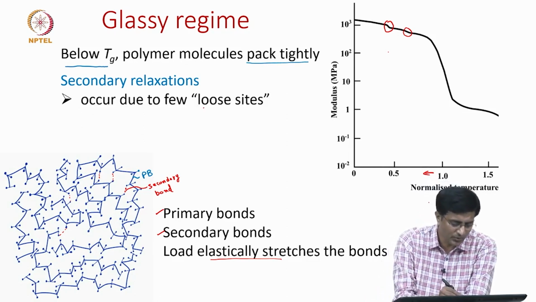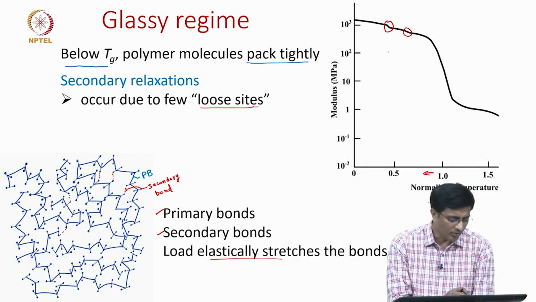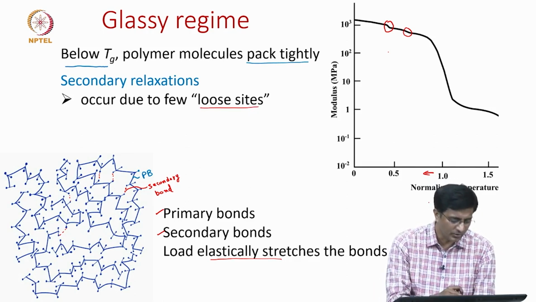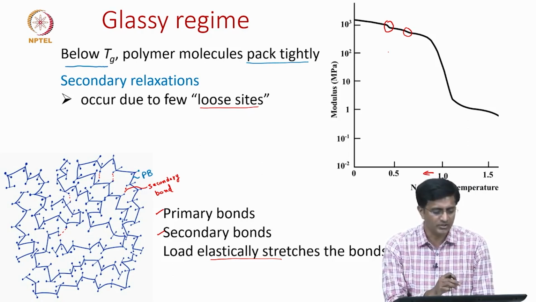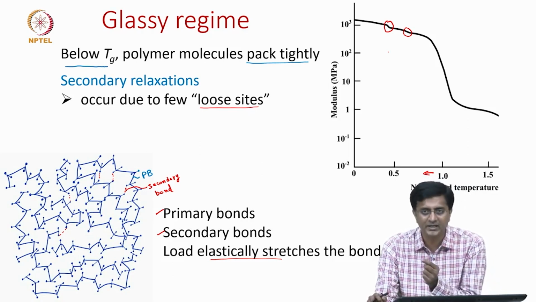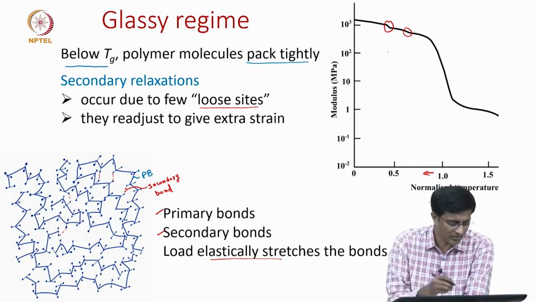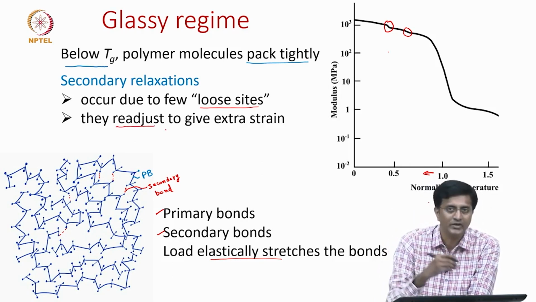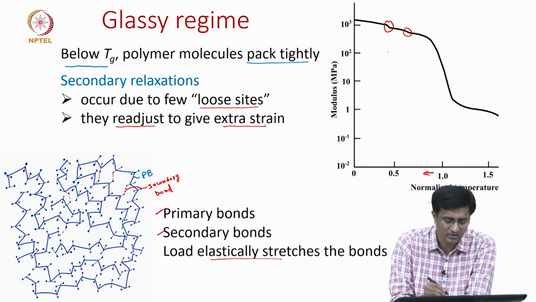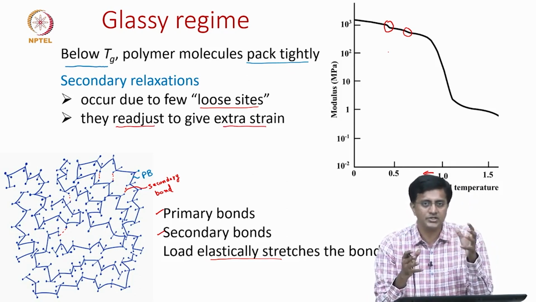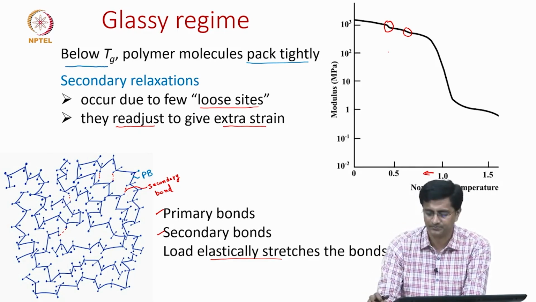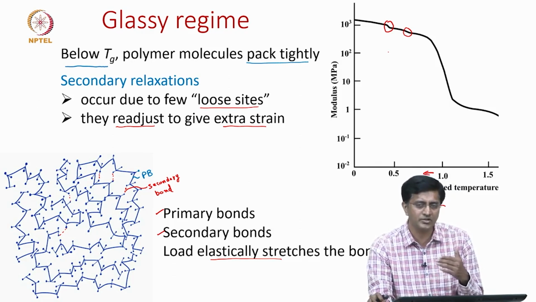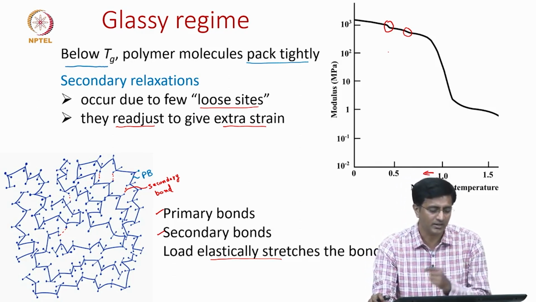This is due to a few loose sites. In a polymer, the density or the packing is not homogeneous throughout. There are always some loose sites, especially in some pockets of the polymer, where once you slightly increase the temperature, there is enough thermal energy for these loose sites to readjust. When these loose sites readjust, they give this extra strain, and because of this extra strain, the modulus or the stiffness decreases. These are what we see as secondary relaxations. These happen in the glassy region, and the reason we are discussing them is that the variation in the modulus values is high.